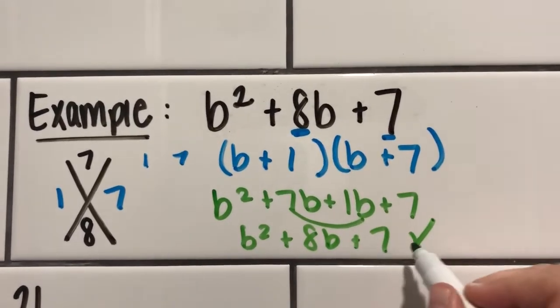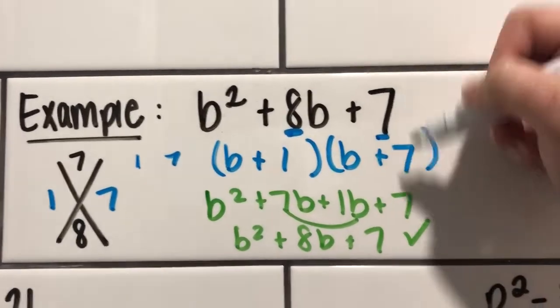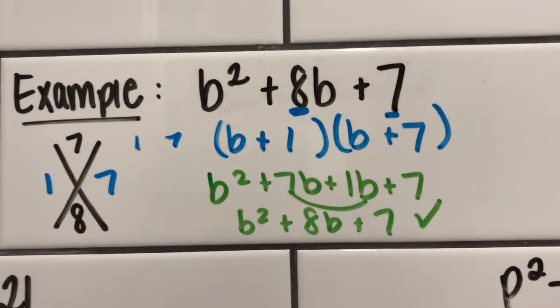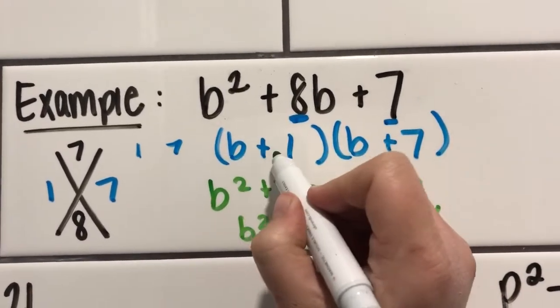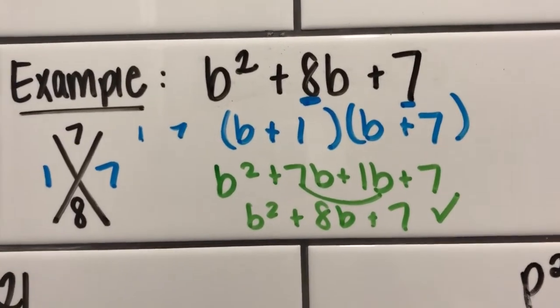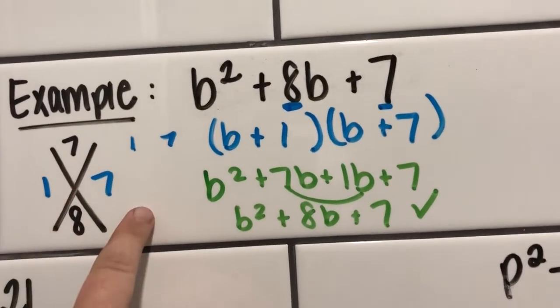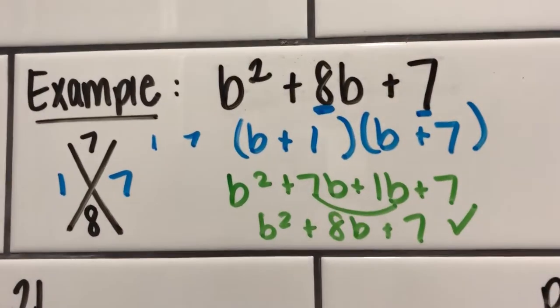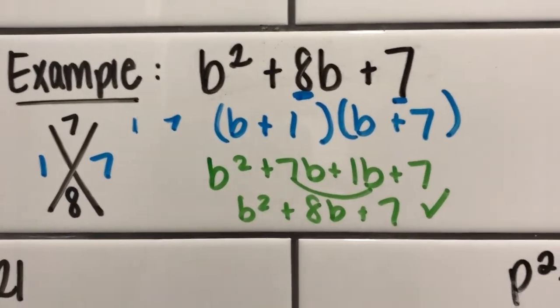So that checks out. That trinomial, when I foiled it, ends up being what I started with. So our answer here would be b plus 1 times b plus 7. It does not matter the order you put it in. I get that question sometimes. You could put the 7 over here, the 1 over here. You can flip-flop them here. It doesn't matter. We are multiplying, so the order doesn't matter.